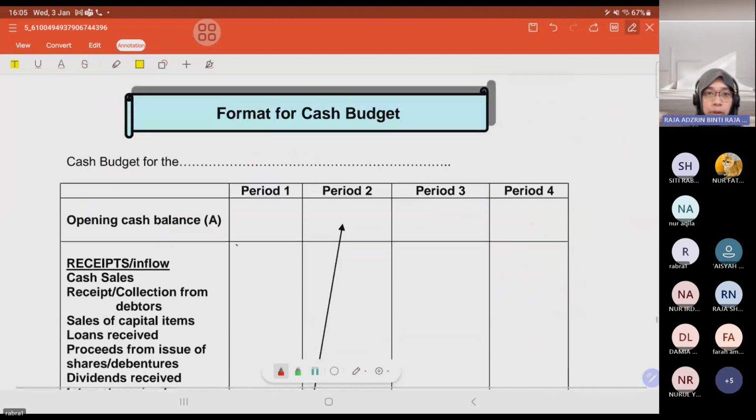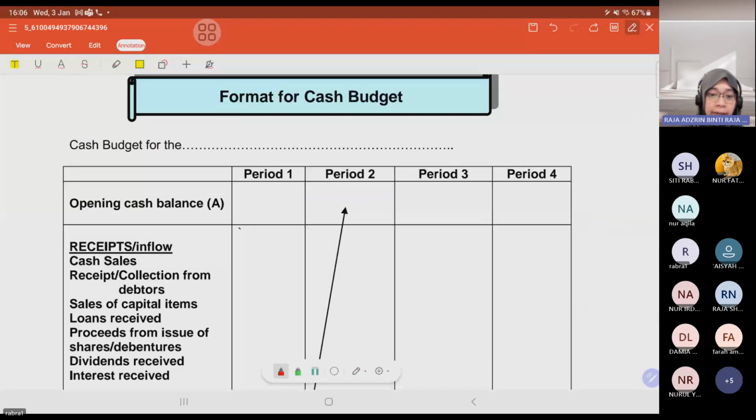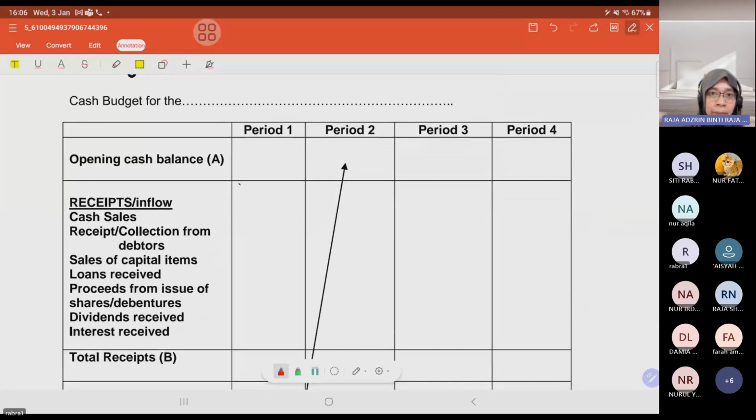Next, I will explain to you about the format for the cash budget. Whenever you prepare a cash budget, you will go period by period. What do I mean by period by period? For example, you are doing period 1. Let's say you are required to prepare for June, July and August. So that is meant by period. Depending on the case, it could be week 1, week 2, week 3, month 1, month 2, month 3 and so on.